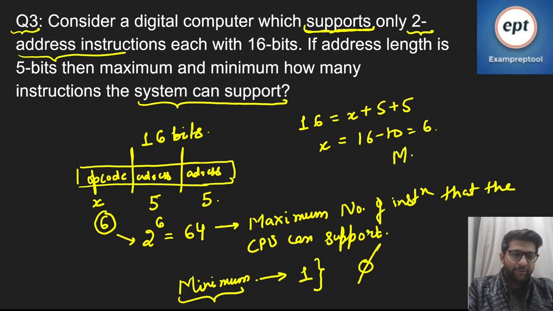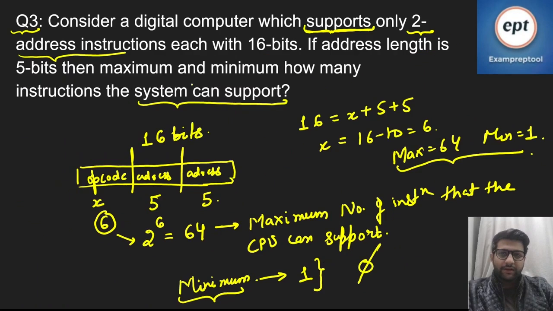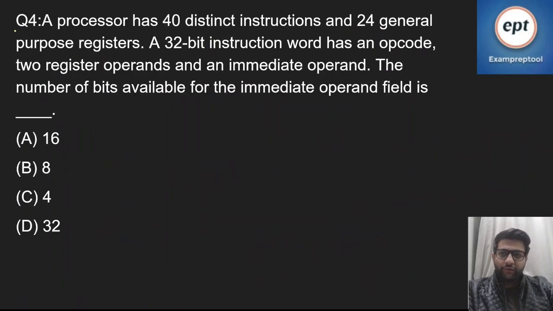So maximum will be 64 and minimum will be 1, right? So let's move on to question number 4.